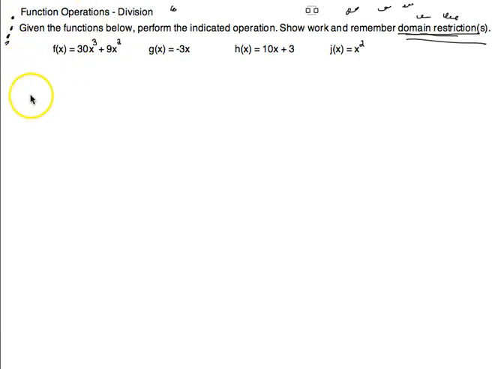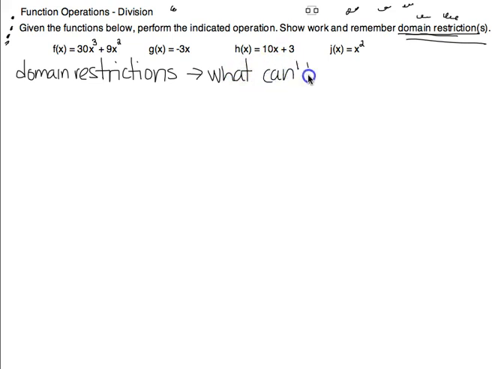It's very annoying, so sorry about that. But a domain restriction, basically, in layman's terms, is what x can't equal. And the reason why we have to have this in division is because we are not allowed to have 0 in the denominator of a fraction.